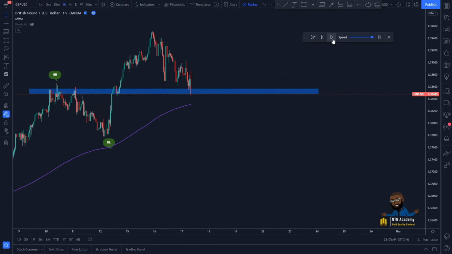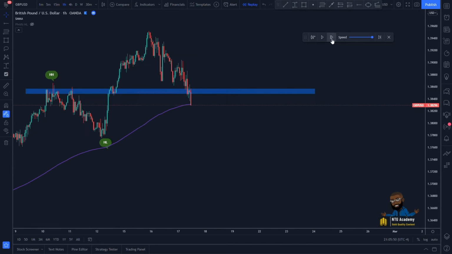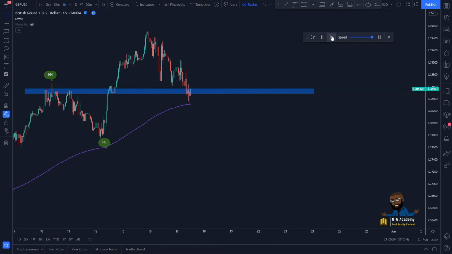Now we're back in my zone, right? And now all I need to do is wait for my Japanese candlestick pattern. And there it is, the 1, 2, 3 engulfing right here. And this is where I will actually enter the trade. This is where I want to enter that trade.